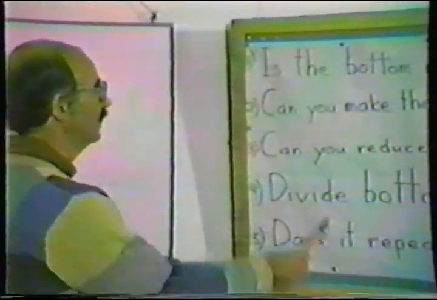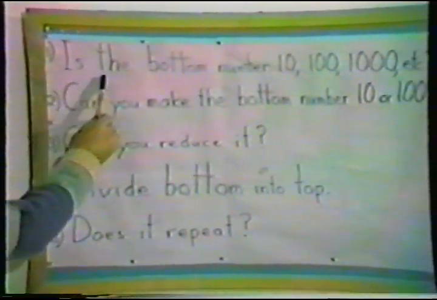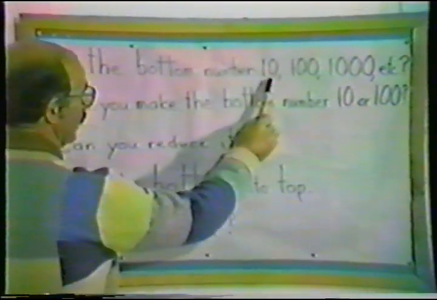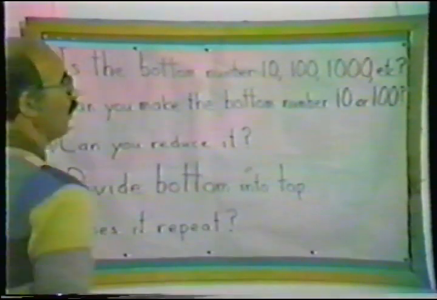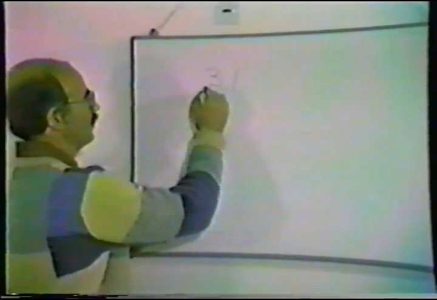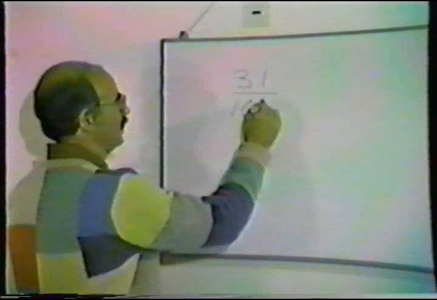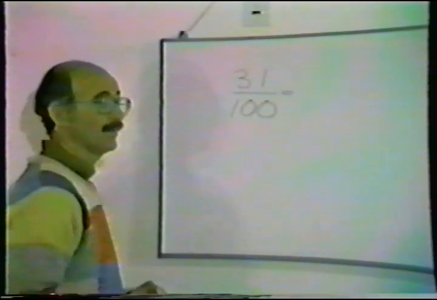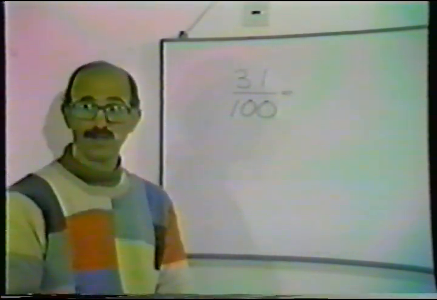Now it's time to learn a little bit more about changing fractions to decimals. When you see a fraction, you need to ask yourself these questions. The first question, is the bottom number 10, 100, or 1,000? Well, here's a fraction, 31 hundredths. Is the bottom number 10, 100, or 1,000?